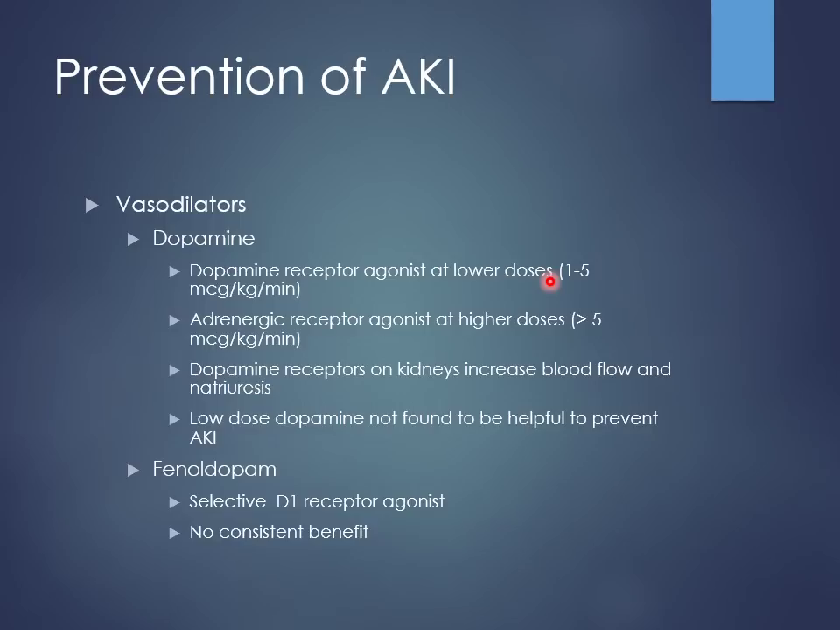And as you bump up that dose, you see more alpha constriction. That's going to actually help to diminish renal blood flow, if anything, right? Because all those peripheral tissues are going to take a back seat to the head and the heart. So not found to be super useful. We don't recommend that all the time, but maybe used occasionally. Another drug called fenoldopam, which works on the dopamine receptors. Again, used occasionally, but no real consistent benefit to actually preventing kidney injury from occurring.